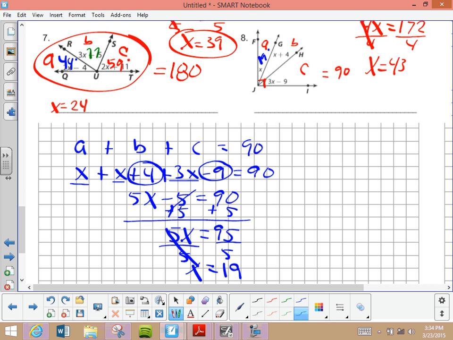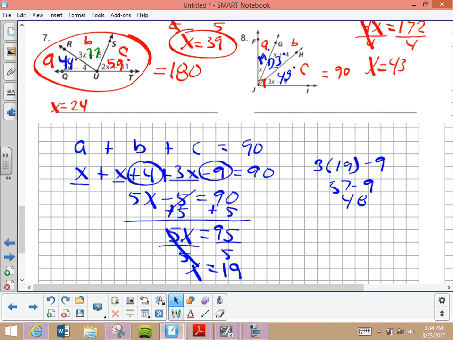And then 19 minus 4, is that 15? Yeah, 15. And then 3, oh, I'm sorry. That'd be 23, right? 23. And then you'll be 3 times 19 minus 9. That gives me 57 minus 9 is 48, I think.